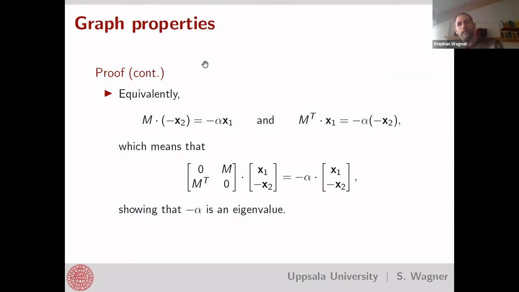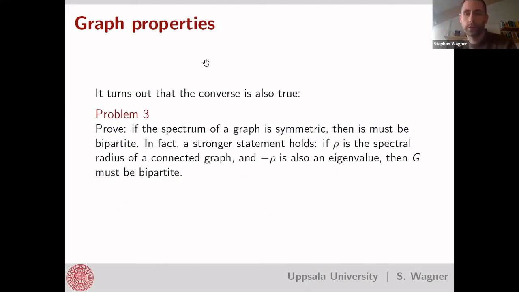So if a graph is bipartite, we notice it somehow in the spectrum. And in fact, it turns out the converse is also true. If the spectrum is symmetric, then without knowing anything else, we do know that the graph must be bipartite. I can say even a bit more. If rho is the spectral radius of a connected graph and minus rho is also an eigenvalue, then that's already enough to be bipartite. I don't even have to know full symmetry. It's good enough if I know that the smallest eigenvalue is minus the largest, basically, in a connected graph. And then that's already sufficient to know that the graph is bipartite.